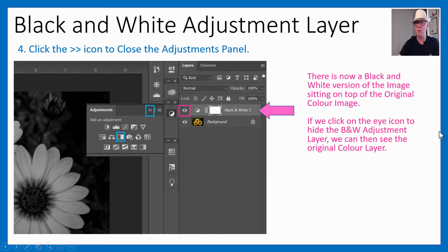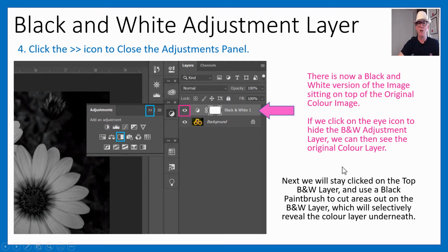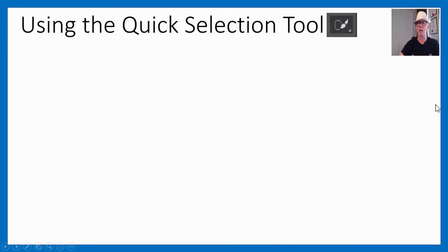You can only see the black and white at the moment. Now stay clicked on that top black and white layer, and we're going to paint through that to reveal some of the color underneath that's sitting on this color photo.